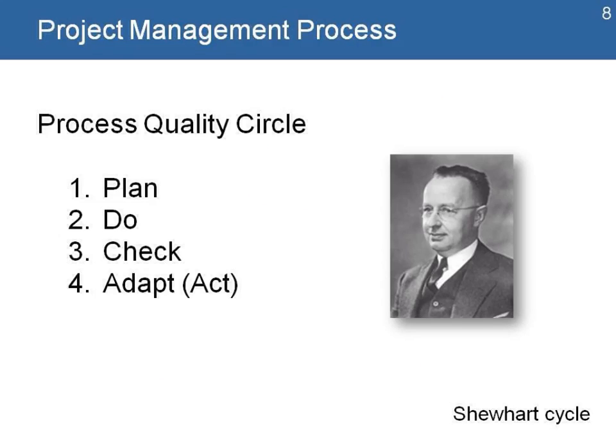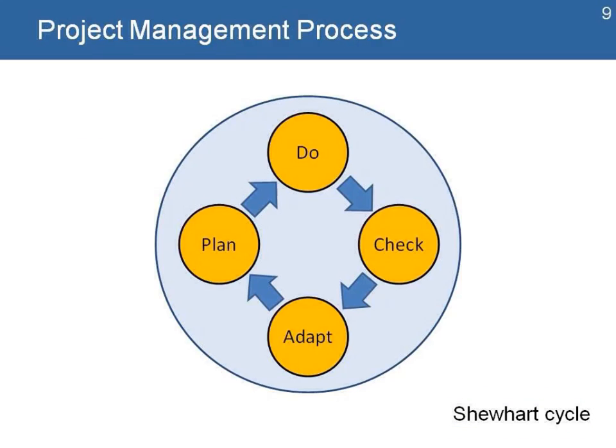The process quality circle is another concept that we'll look in this course. And it's consisting of 4 steps: plan, do, check, adapt. This was created by Shewhart and is known as the Shewhart cycle, another one of the key managers who developed the concept of quality management. We're going to see in the course this concept, the Shewhart cycle applied, and looking at the step of planning, doing the work, checking the work, and adapting our work.